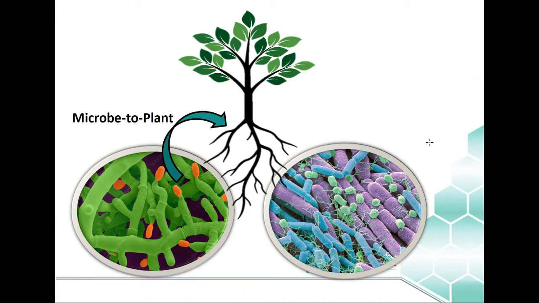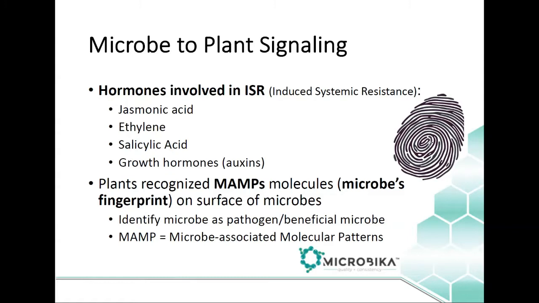Okay, so let's look at microbe to plant signaling. Microbes use hormones, for example jasmonic acid, ethylene, salicylic acid, and growth hormones, to induce specific genes inside the plant. These genes are usually involved in the plant's immune system or its resistance towards infection.